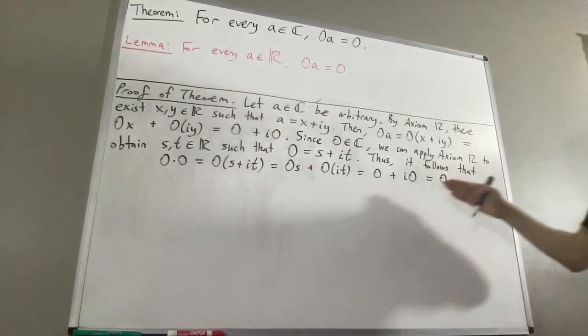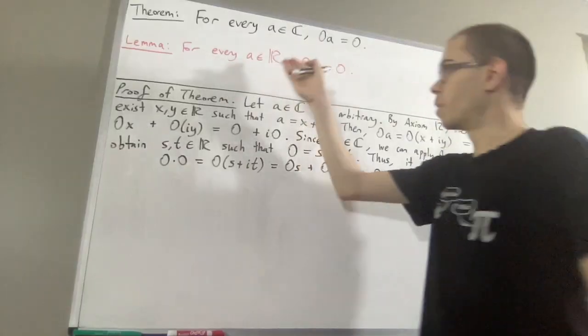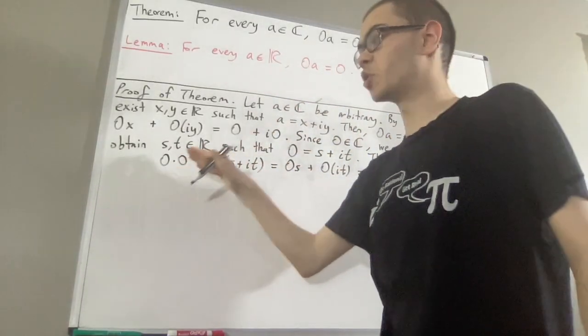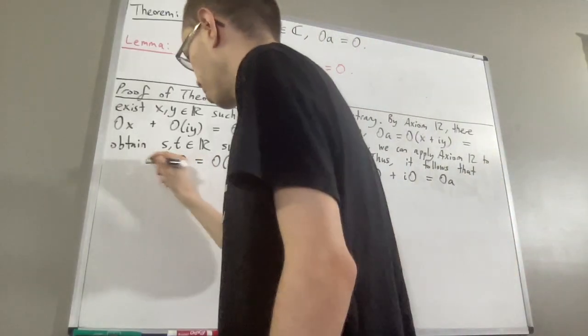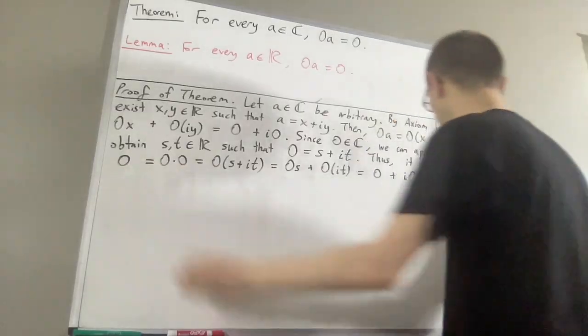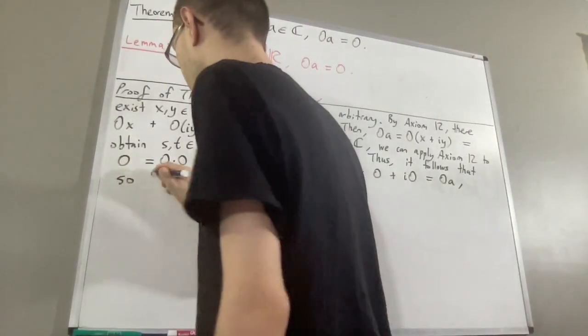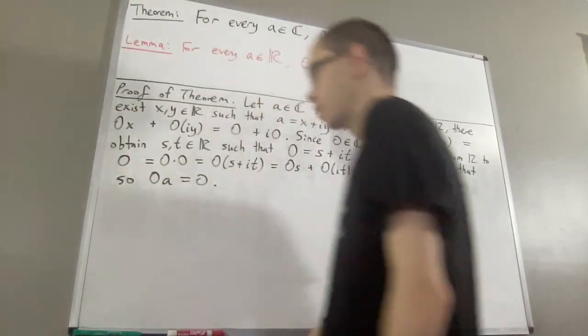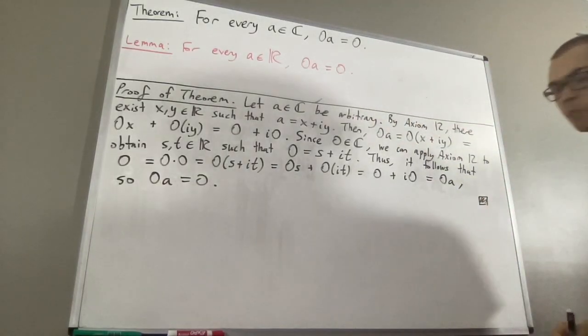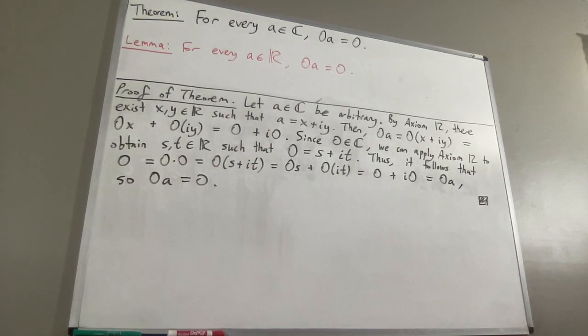And so, well, what else? Remember, 0 times any real number is equal to 0. So in particular, 0 times the real number 0 is equal to 0. So this shows 0 times a is equal to 0. And so, we're done. That's it. So this completes the proof. And so yeah, that's pretty much it for this video.